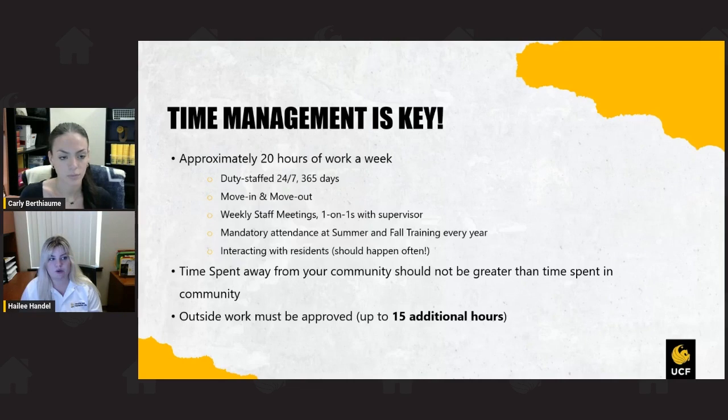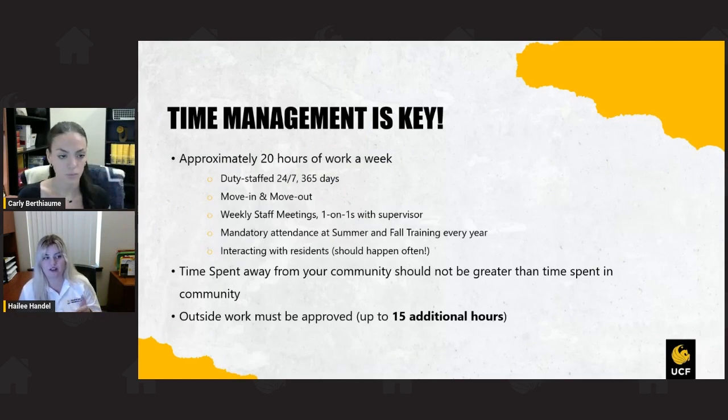This will include your duty staff shifts being 24/7, 365 days a year between your community and your team on your community. And then working move in and move out, those are definitely going to be those weeks that are looking a little bit higher than 20 hours a week versus the weeks that are going to be quite a bit lower than 20 hours a week. You'll have your weekly staff meeting that usually lasts about 2 hours every week. And then you'll have one-on-ones with your supervisors. These look either bi-weekly, monthly, or weekly.